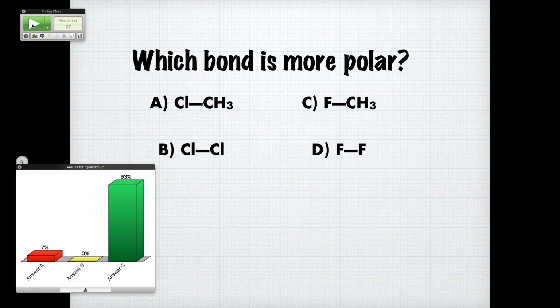Yes, C. Why is C more polar than A? It's a fluorine-carbon bond, and this is a chlorine-carbon bond. Fluorine has a higher electronegativity than chlorine, so the difference is going to be greater. Greater difference, higher polarity. Okay?